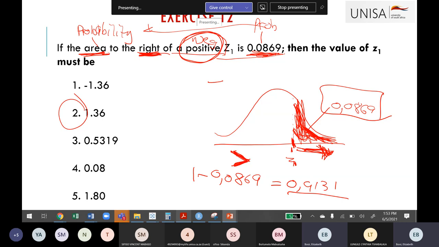And we know that if it's greater than the value we find, that 0.0869, we would have found it by saying 1 minus 0.9131. So we would have taken this 0.9131, subtracted from 1, and it would have given us that value.